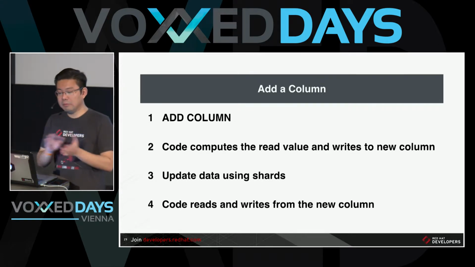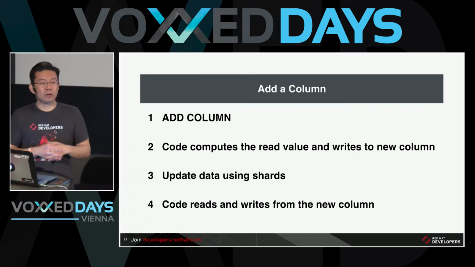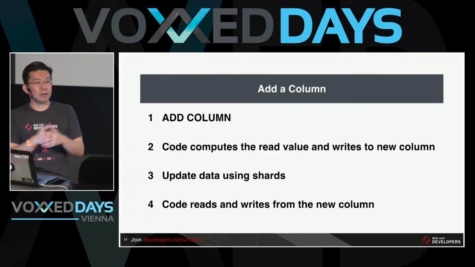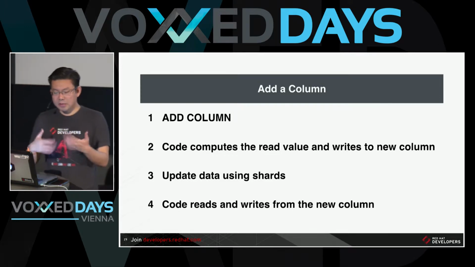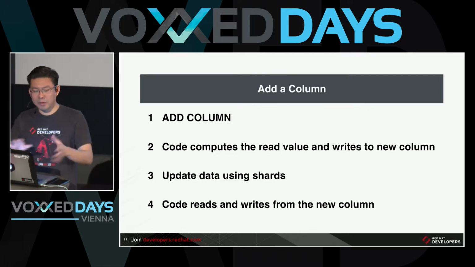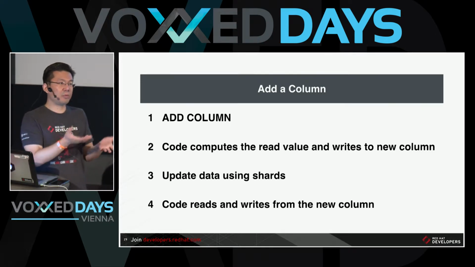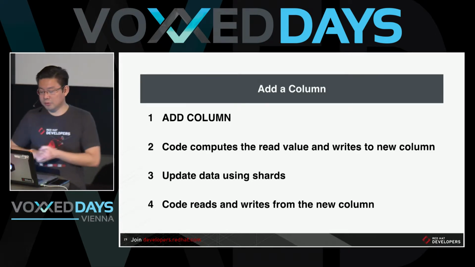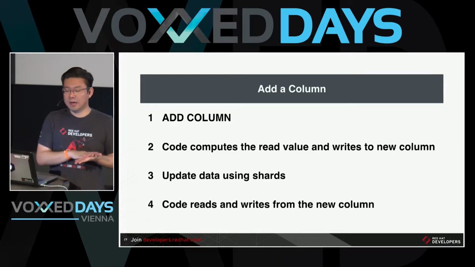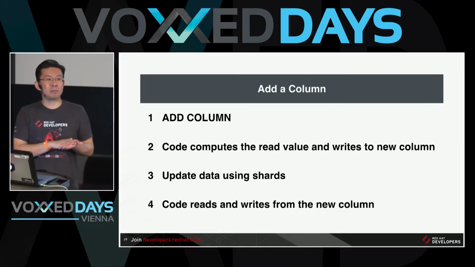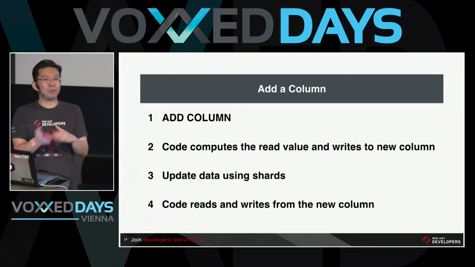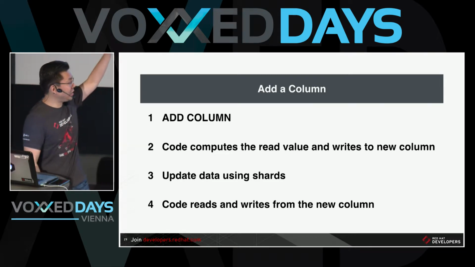Then you release a new version. Then the third step, you're going to update the data using shards if you're allowed to do so. Because if you have a default value, you just populate that using shards. If you can compute that, you compute and store it into the database. And the fourth step, code reads and writes from the new column. So add a column is the simplest one. If you do this in 4 steps, you have back and forward compatible versions between each one of them.